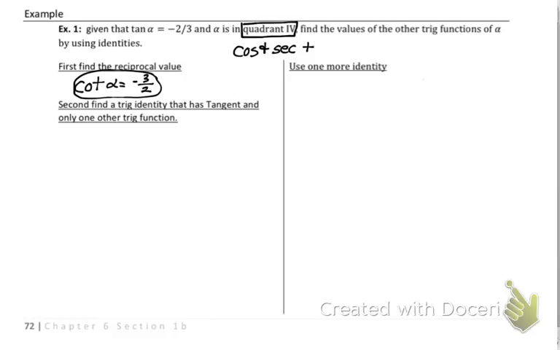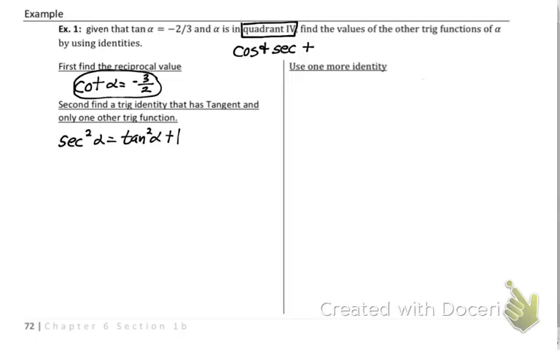The middle one, so 1 plus tangent squared of alpha equals secant squared of alpha. I'm just going to rewrite that just a little bit. I'm just going to put secant squared alpha equals tangent squared alpha plus 1, but I kept it all the same. We also could have used the cotangent one because we actually know the cotangent value.